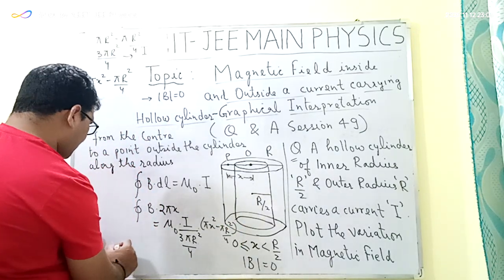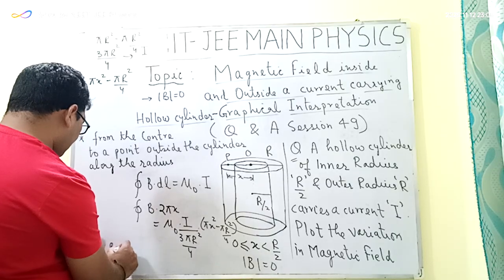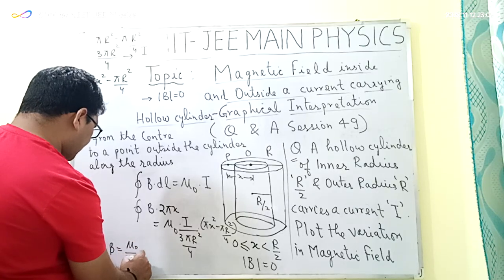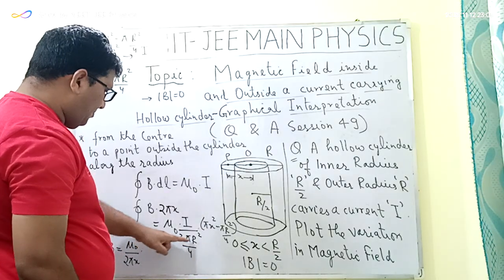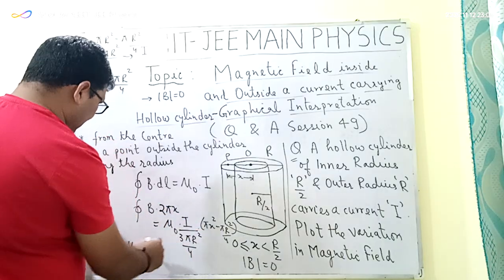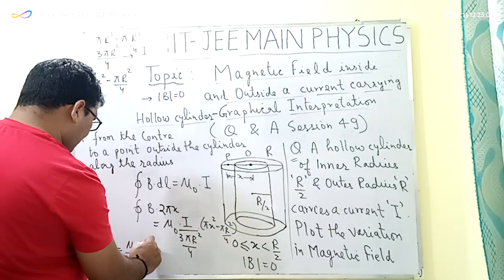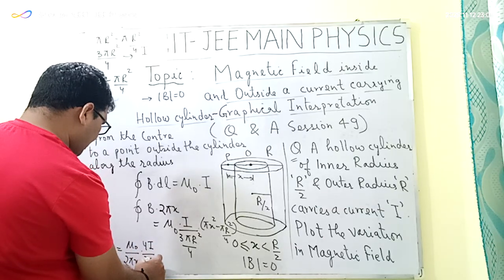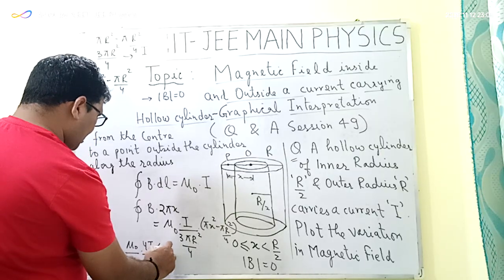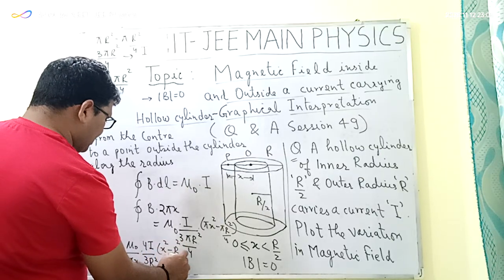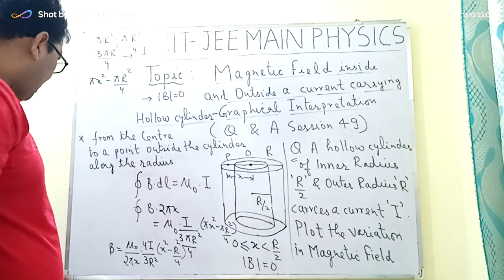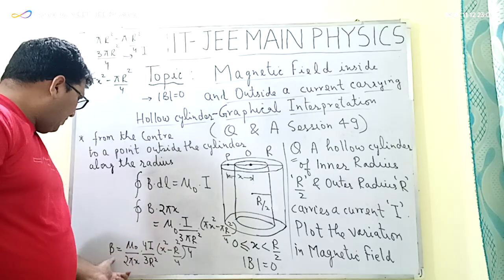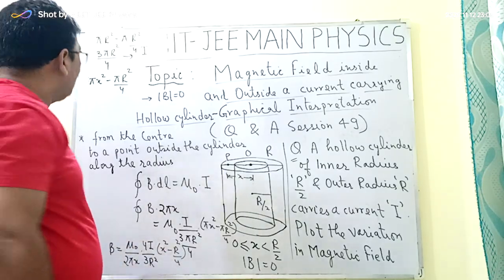So from here the value of B will be equal to mu naught upon 2 pi x. This pi can be taken outside. So finally I will be getting this value as 4I upon 3 r square, times x square minus r square by 4. So from here we can see that as the value of x is increasing, the value of B will also increase.